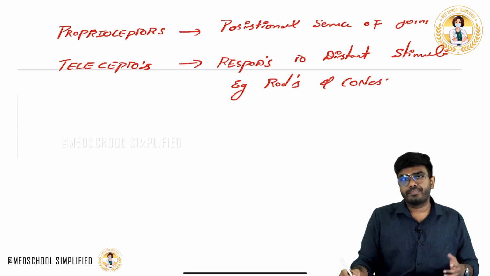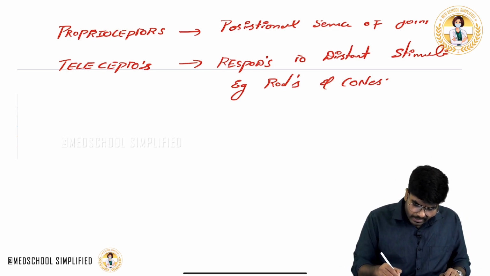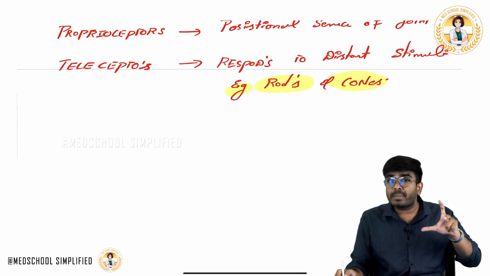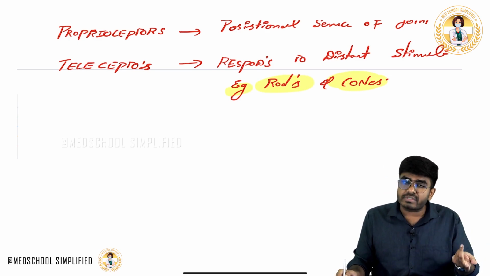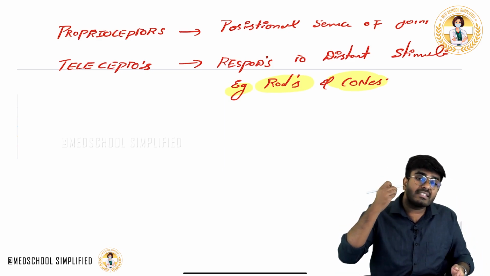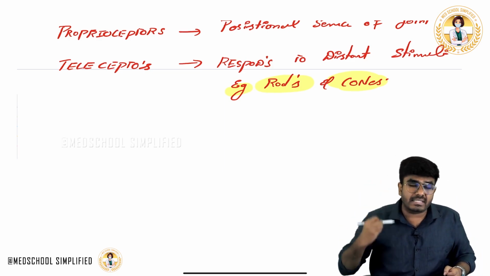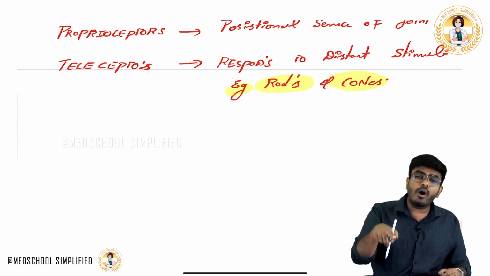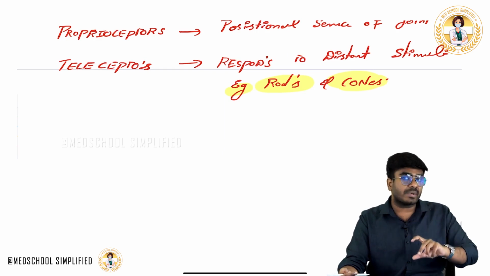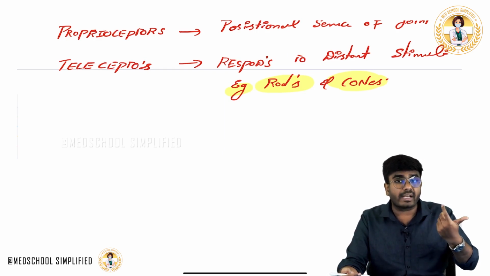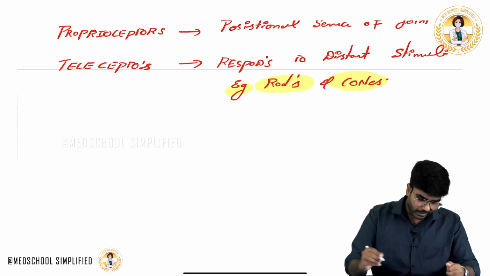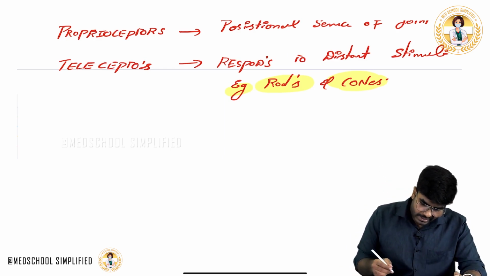They are the receptors of light, or we can say rods and cones are the receptors of electromagnetic waves. Light is nothing but an electromagnetic wave, right? This electromagnetic wave is getting converted into electrical impulses in your retina with the help of rods and cones. So rods and cones are the receptors of electromagnetic waves which are getting stimulated even with distant stimuli. So teleceptors respond to distant stimuli.